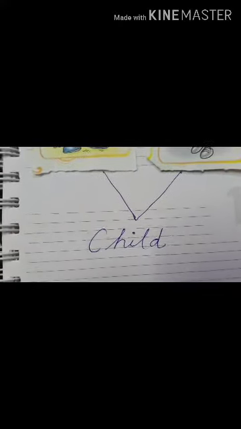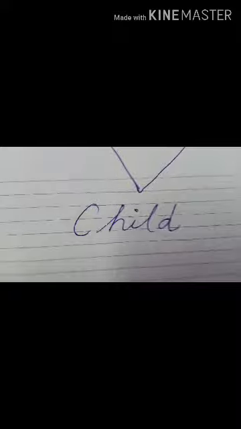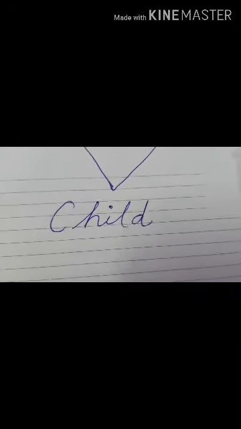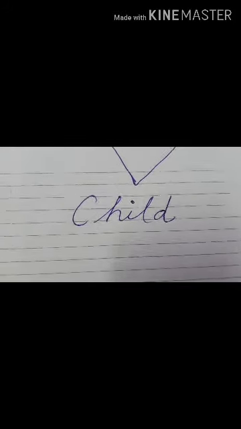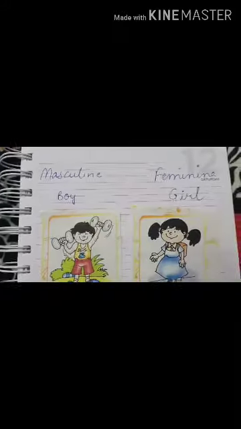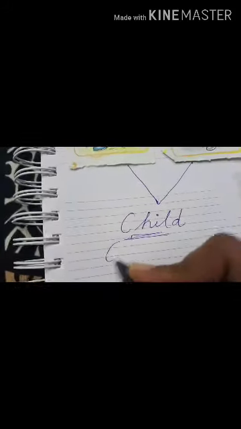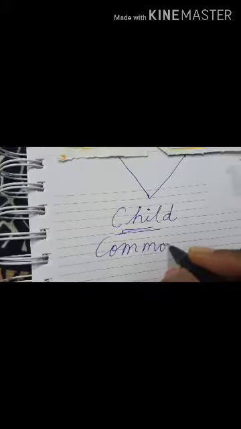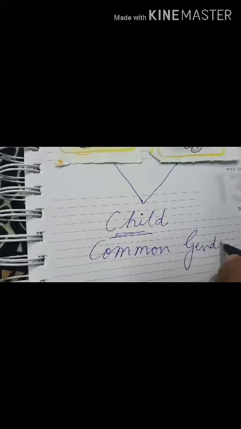So the word child, or children, if there are many, then we use the plural word children. This word can be used for both genders, that is feminine and masculine. So this is a word which is called common gender. I hope you have understood.